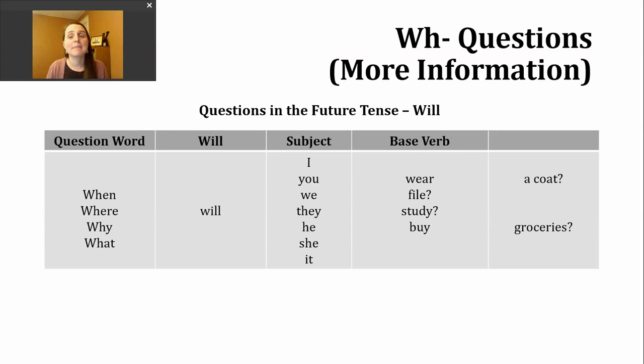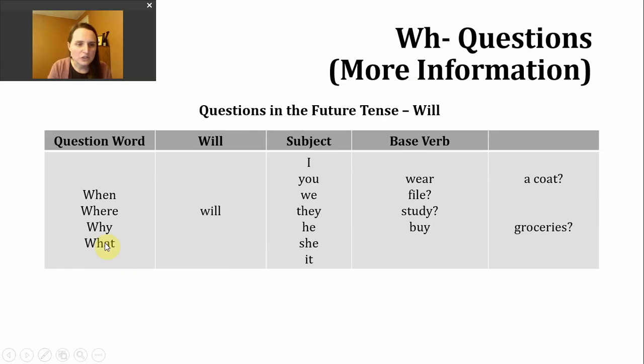Today, we're going to build these questions in the future tense using will. Generally, they're going to follow this structure. We're going to start with a question word, then we'll have will, then the subject, then the base verb. Now, there might be more words that come after the base verb to give context and additional meaning to the question, but it's possible with some verbs you can just stop with the verb. So we can build a number of different questions.